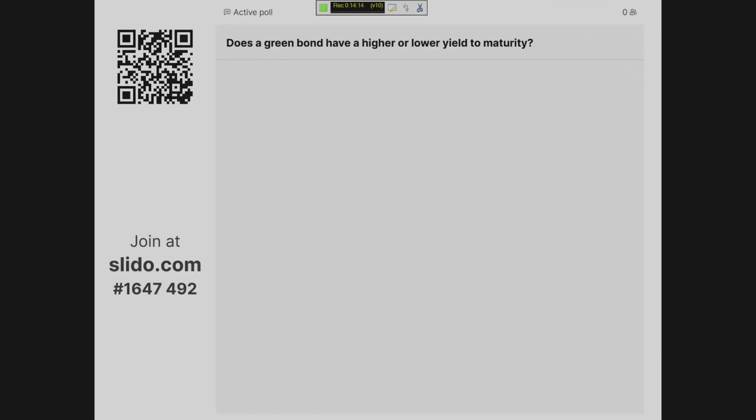So, first beginning, you just need to type one word or two words. Do green bonds have a higher or lower yield to maturity? Before we get started answering, lower, one word, or higher for green bonds.